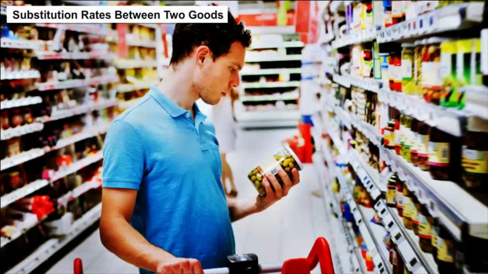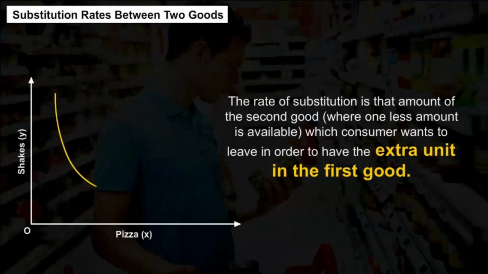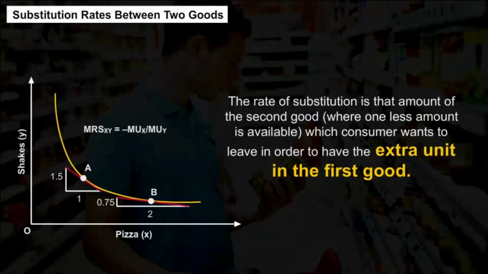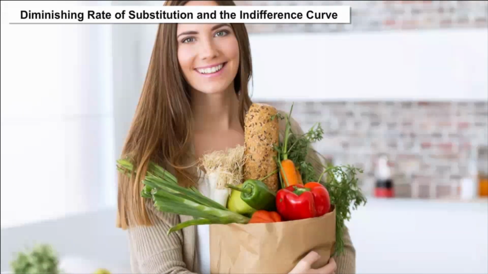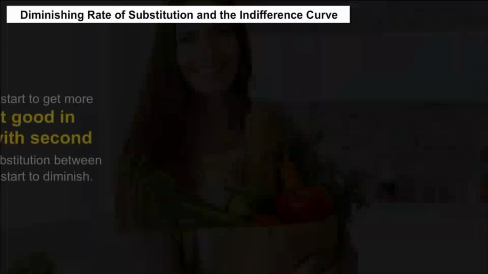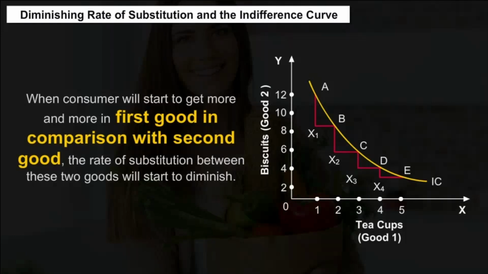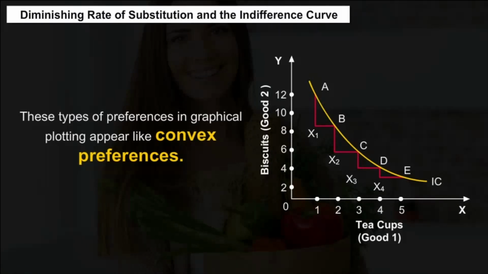Substitution rates between two goods. The rate of substitution is the amount of the second good that the consumer wants to give up in order to have an extra unit of the first good. Diminishing rate of substitution and the indifference curve. When the consumer starts to get more and more of the first good in comparison with the second good, the rate of substitution between these two goods starts to diminish. These types of preferences appear convex in graphical plotting.